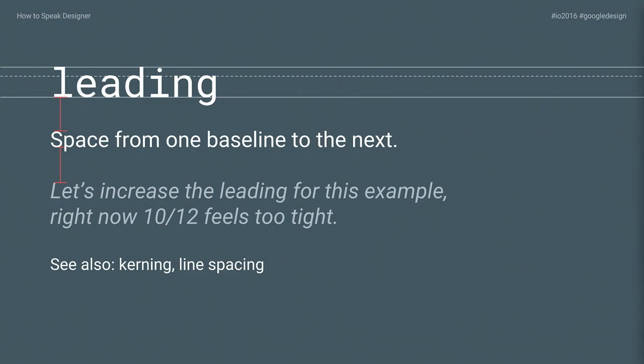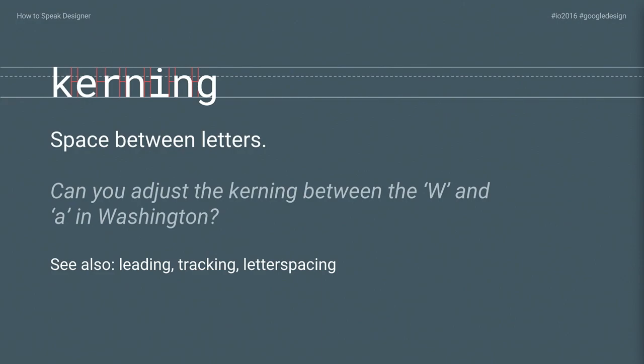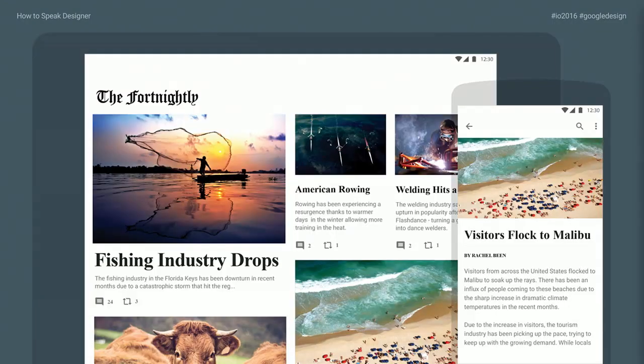Leading measures the space from baseline to baseline, so between lines of text, and kerning measures the space between the letters themselves. So, if you have 2 sort of irregular letter forms like a capital W and a lowercase a, you might want to kern them closer together or scoot them closer together.